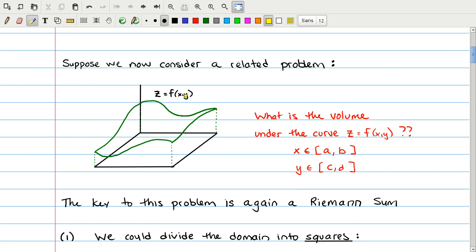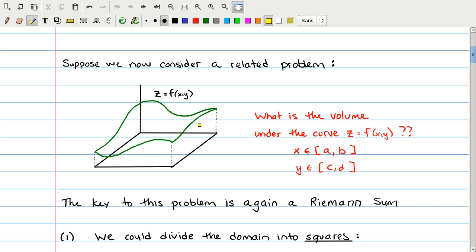Given a two-dimensional function, z is a function of x and y, that creates a surface above the xy plane. And we might ask, what is the volume under that surface, between the xy plane and that surface, within this rectangle, where x may go from some number a, here drawn to be 0, to some number b, and y may go from some number c, again here drawn to be 0, to some other number d. So it's the same kind of problem, right?